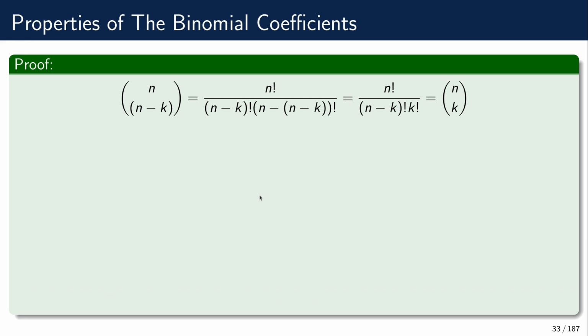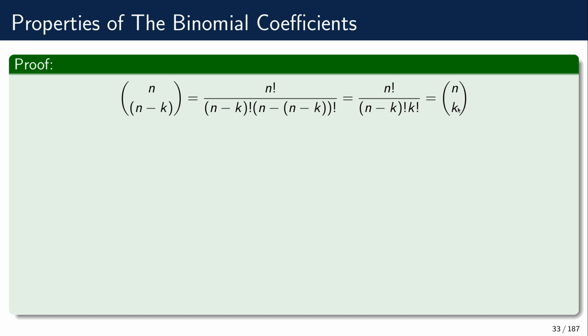Okay, and how about this one? Let's prove it by direct computation. So we have n choose n minus k. So we have n factorial over n minus k factorial, and here n minus (n minus k) factorial. This is just the definition, but then n minus (n minus k) is just k, so k factorial, and so it is this expression. So we see this nice symmetry.